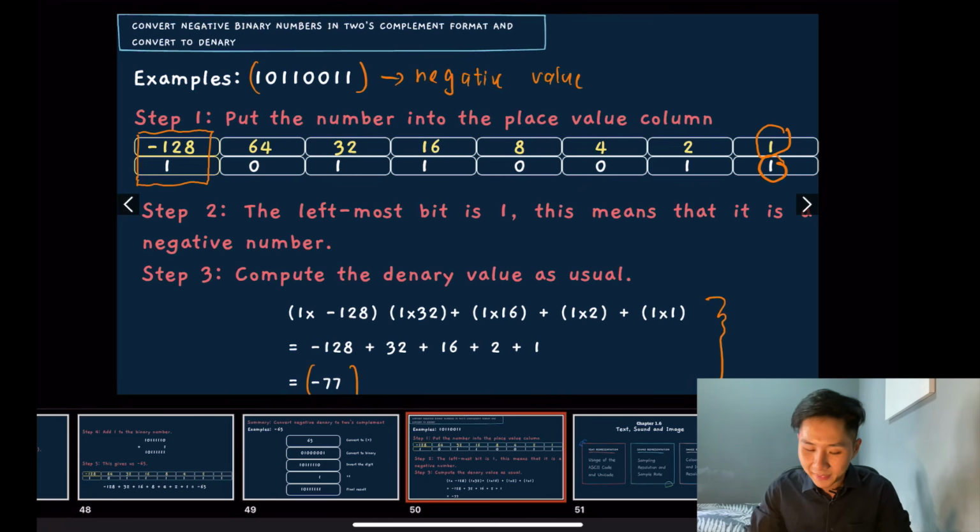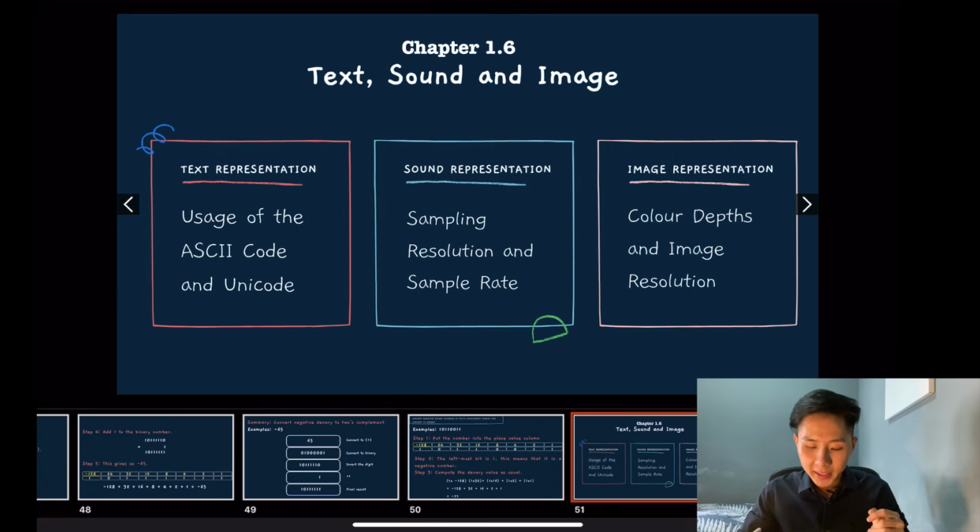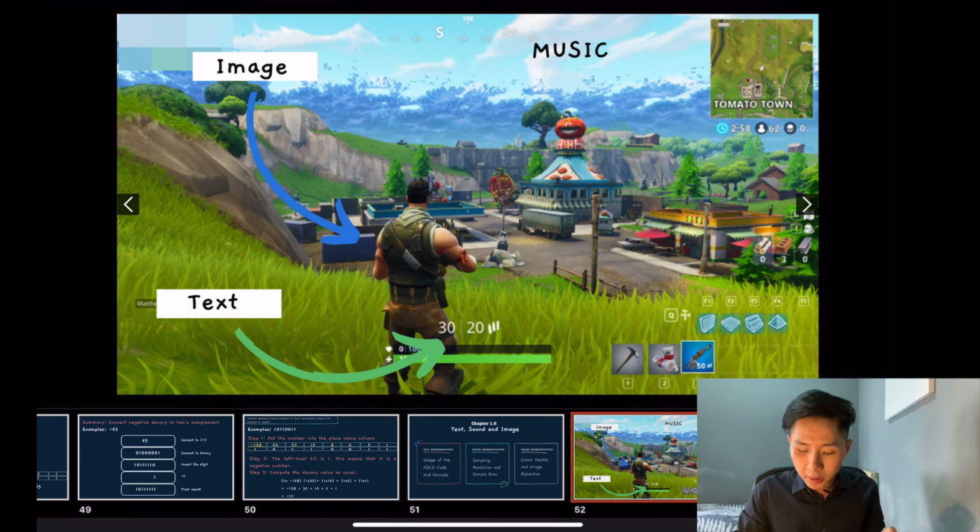Okay, so far we have learned how to convert different numbers into binary, into a value that computer can understand. But we know that computer can receive data not just in numbers, but also in other formats such as text, images, and sound. So the next topic that we have here is how do we represent text, sound, and images if the computer can only understand binary? How do we encode this information into the only language the computer can understand?